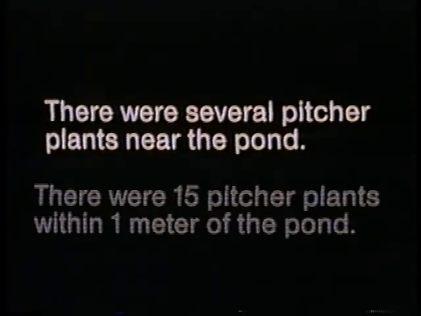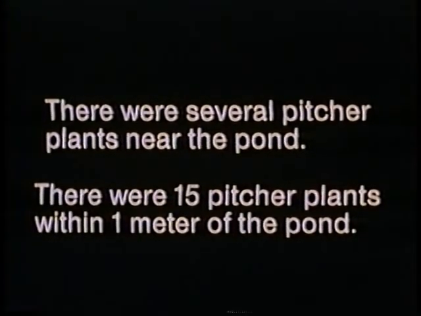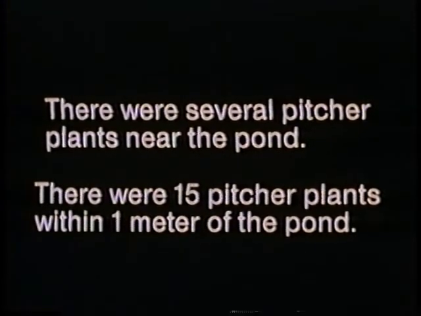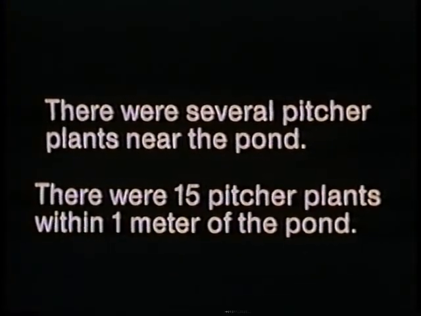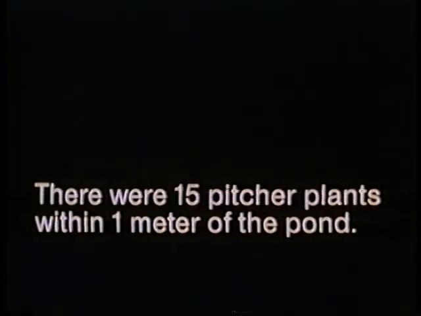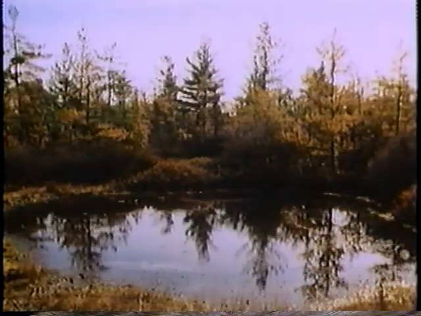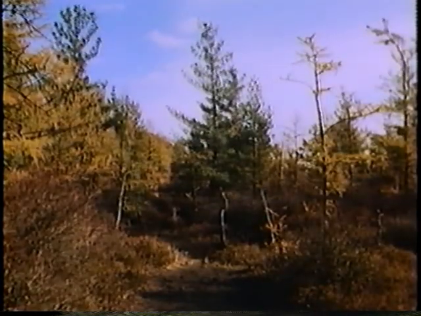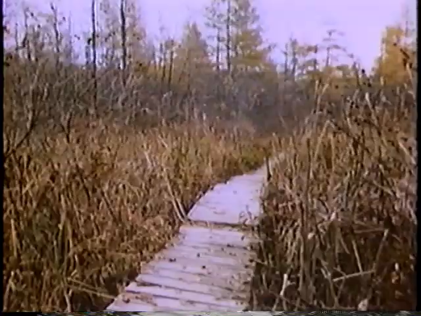Here are two statements. There were several pitcher plants near the pond. There were 15 pitcher plants within 1 meter of the pond. Which statement is quantitative? There were 15 pitcher plants within 1 meter of the pond. This statement is quantitative. The bog is large, and it would be difficult to count all the pitcher plants in it, so let's take a sampling.